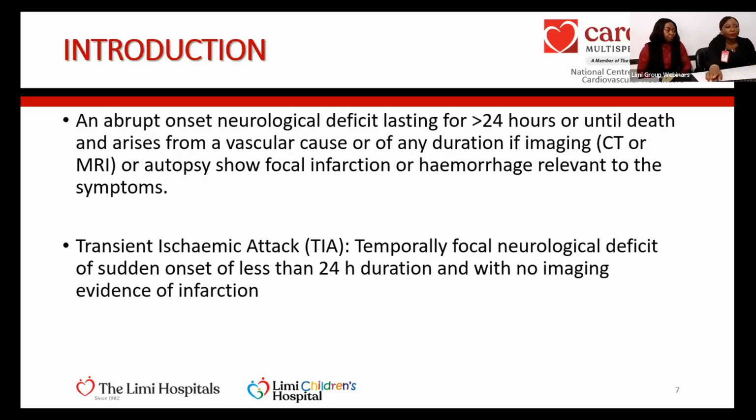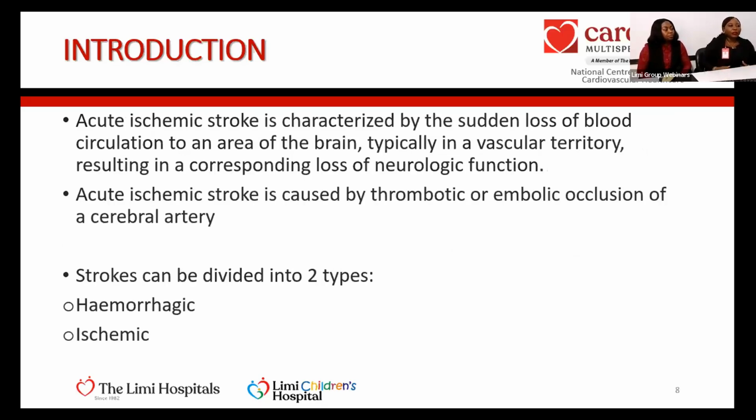When we talk about stroke, majorly we have two types: the ischemic stroke and the hemorrhagic stroke. Acute ischemic stroke is characterized by the sudden loss of blood supply to that region of the brain. You know, it's a vascular thing.